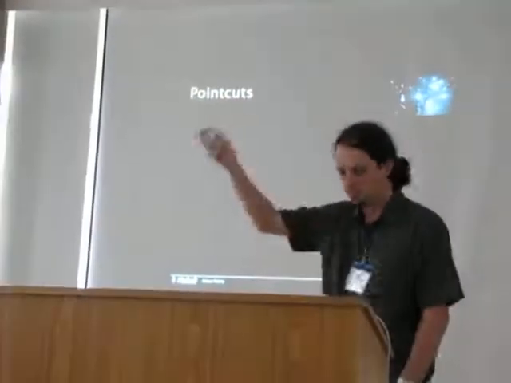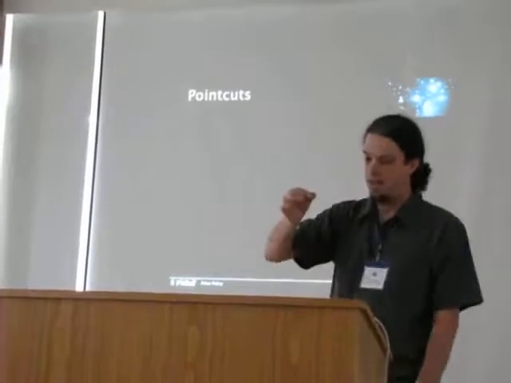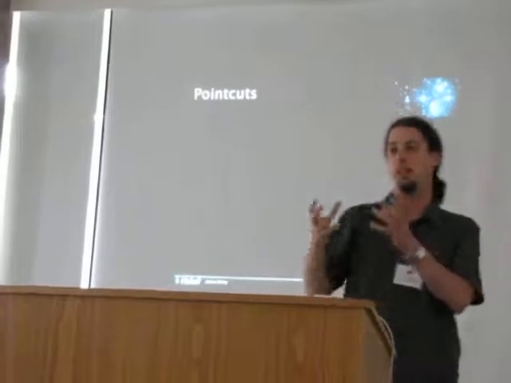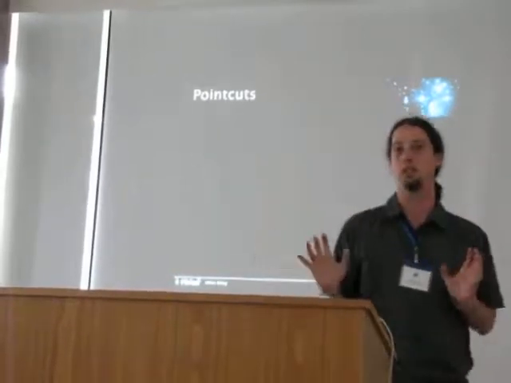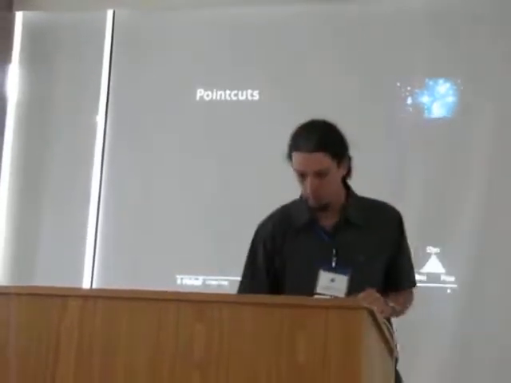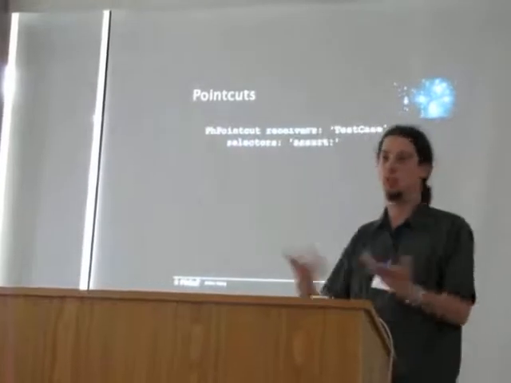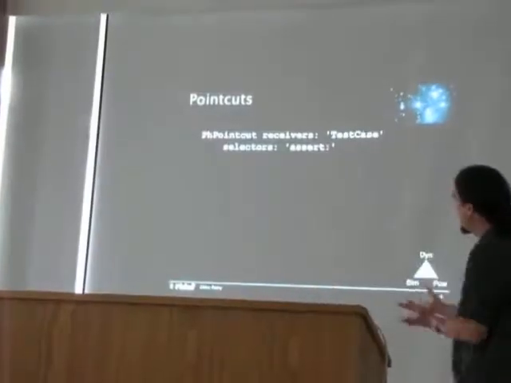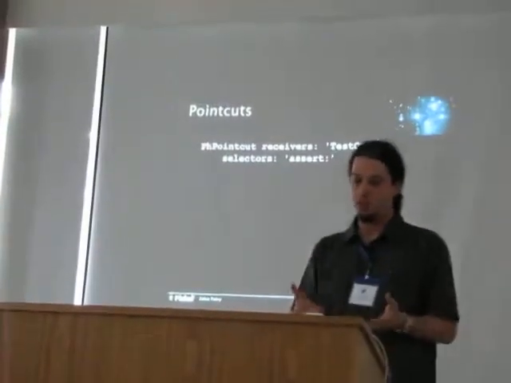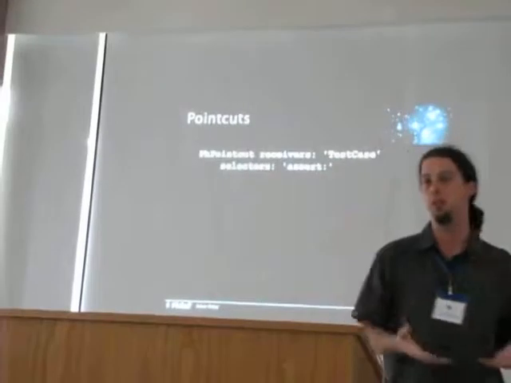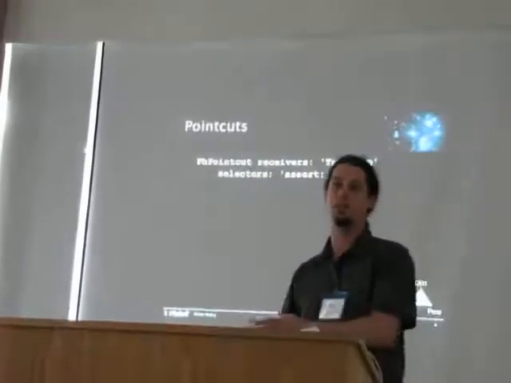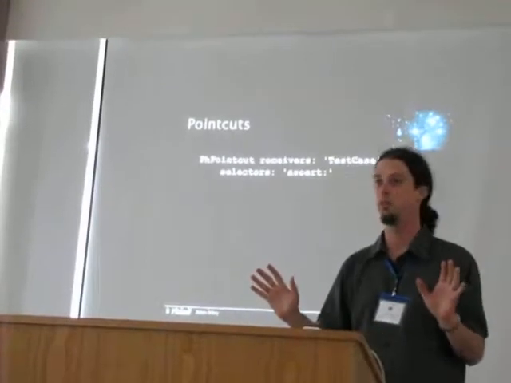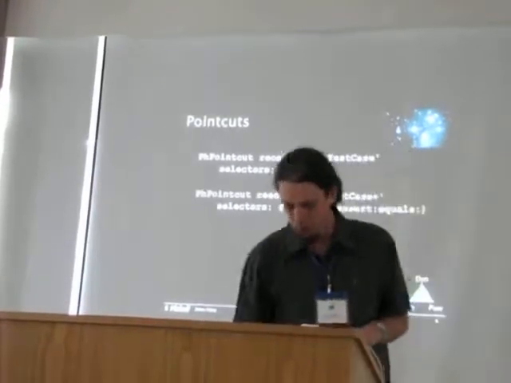Okay? So, point codes. Point codes define what points in the application that you want an aspect to do its thing. Alright? Let's start with a simple example. This is a point code. A point code is an object in its first class. This is how you instantiate it. What I'm saying here is that I'm interested in the execution of the assert methods of the class testers. Simple. Alright? Everybody following?